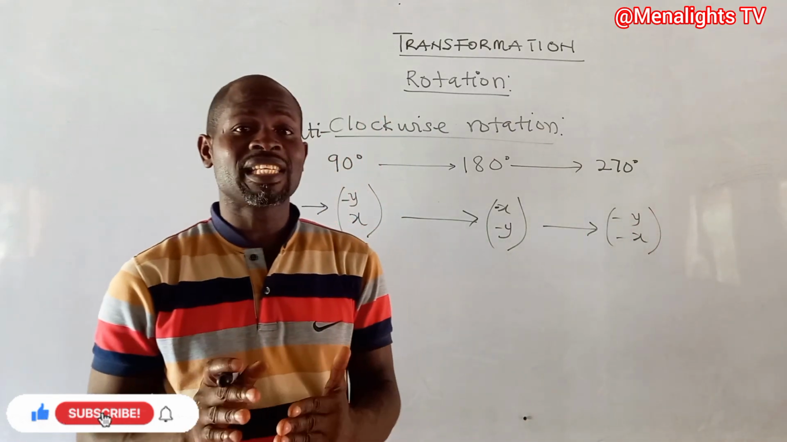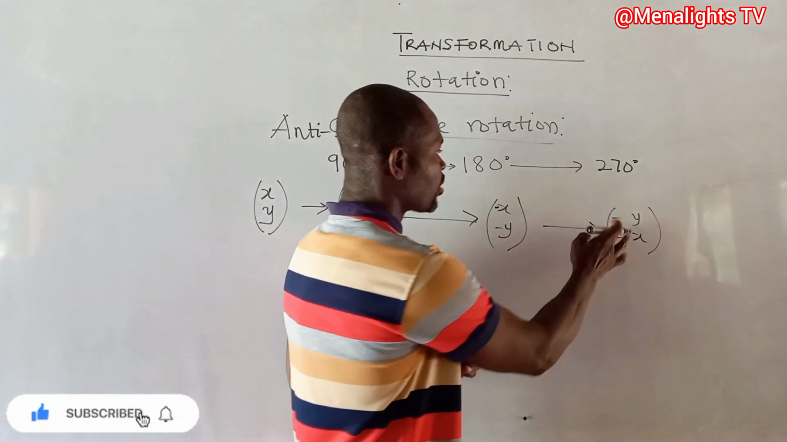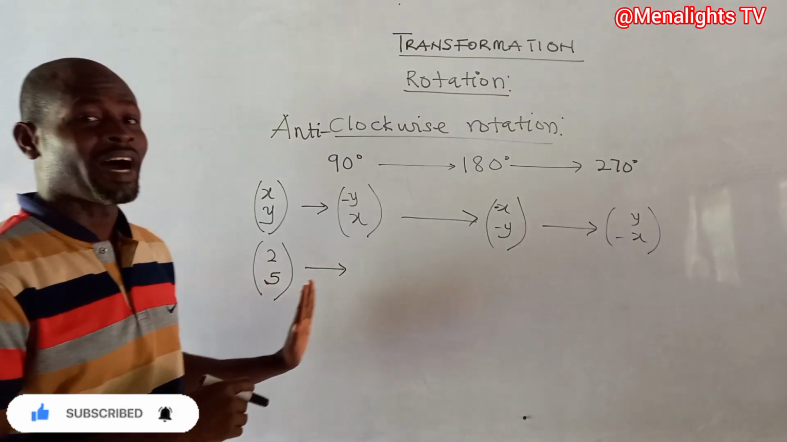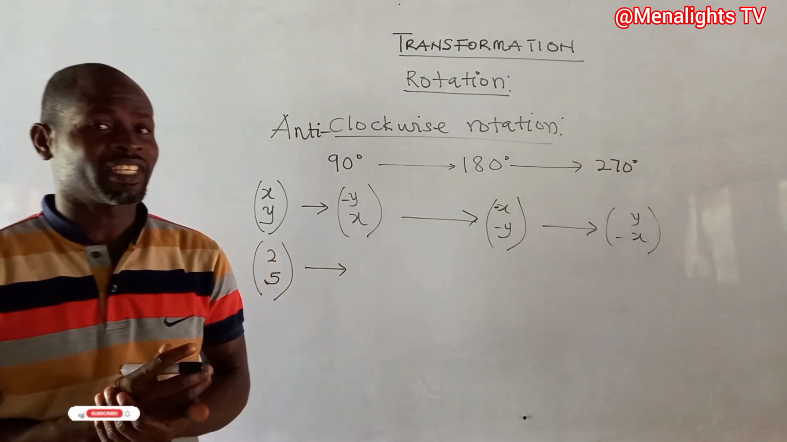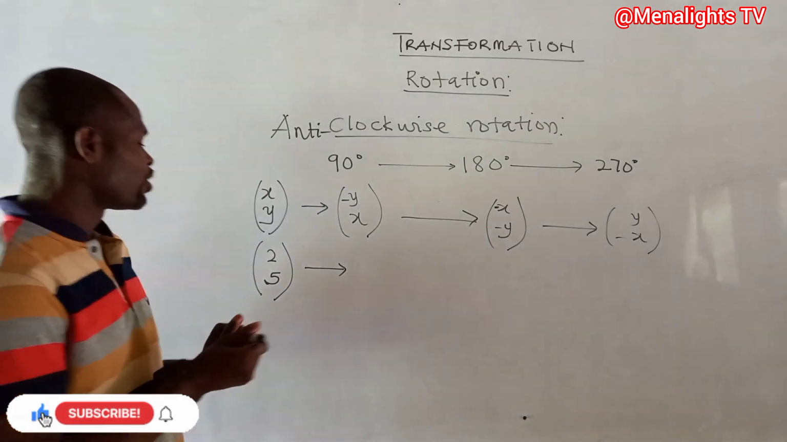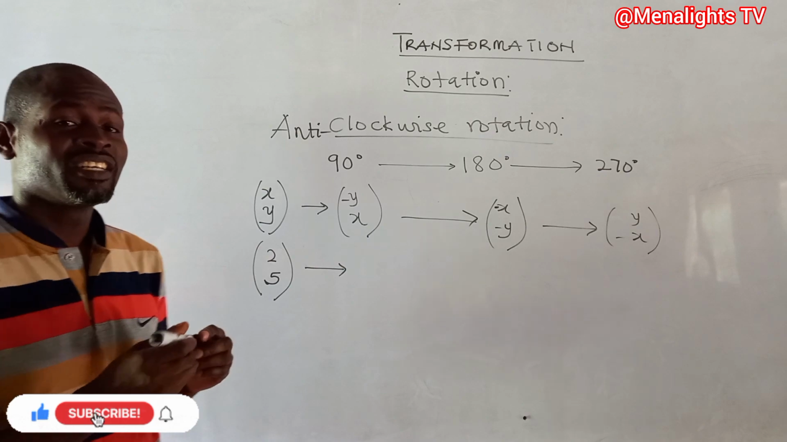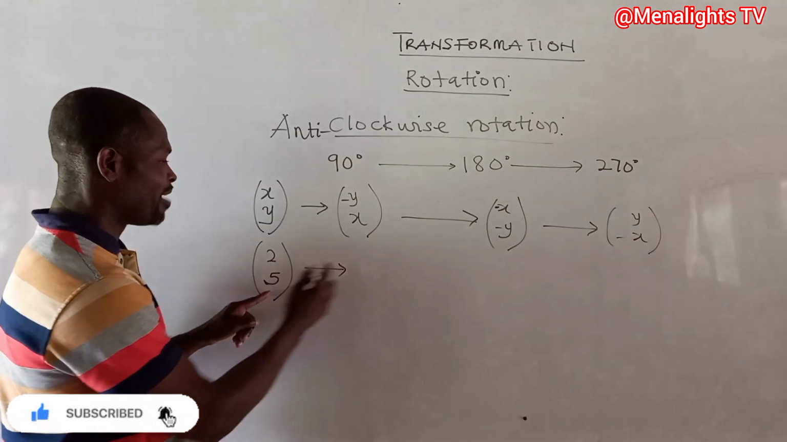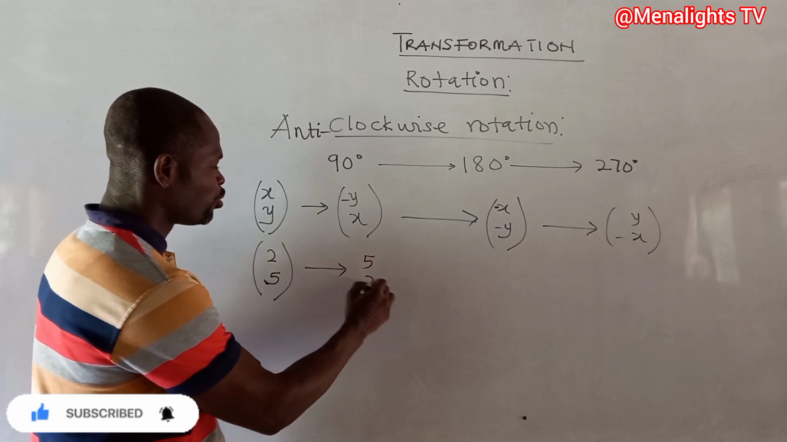And negative will give you positive. So because of that, we have positive y there. So we are going to use 2, 5 and rotate it anti-clockwise and see what we have. Now we have 2 and 5. So the rule says that first, change the position of the two numbers. So here we have 2, 5 becomes 5, 2.